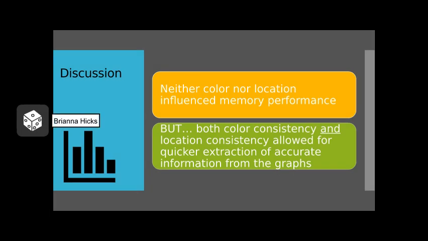Overall, neither variable influenced memory performance. However, we did find that participants were able to extract information from graphs quicker and easier with the color and the location consistent conditions.